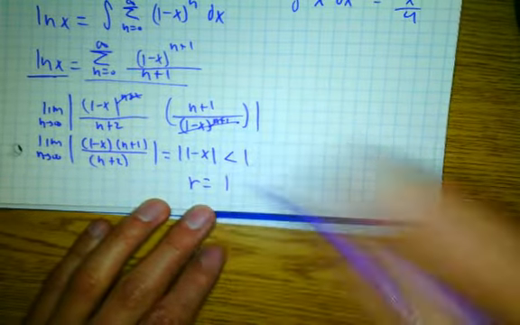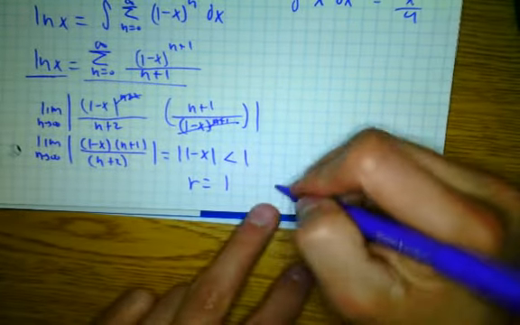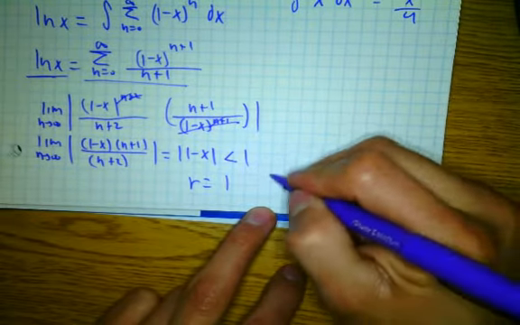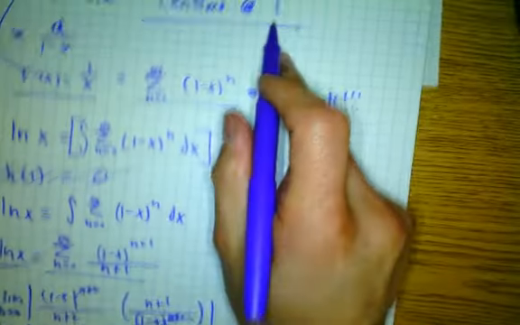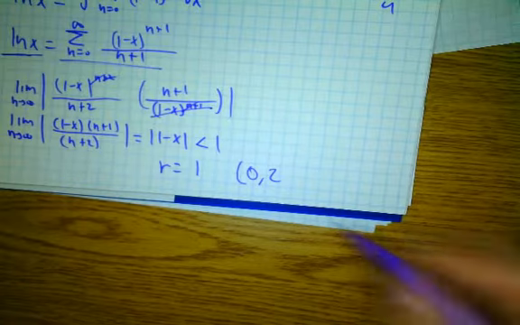What's your interval of convergence if your center is at 1? 0 to 2, because your center is at 1, right? So if you go to the left 1, you get a 0. If you go to the right 1, you get a 2. Do me a favor, go ahead and test the endpoints. Mr. Karen.